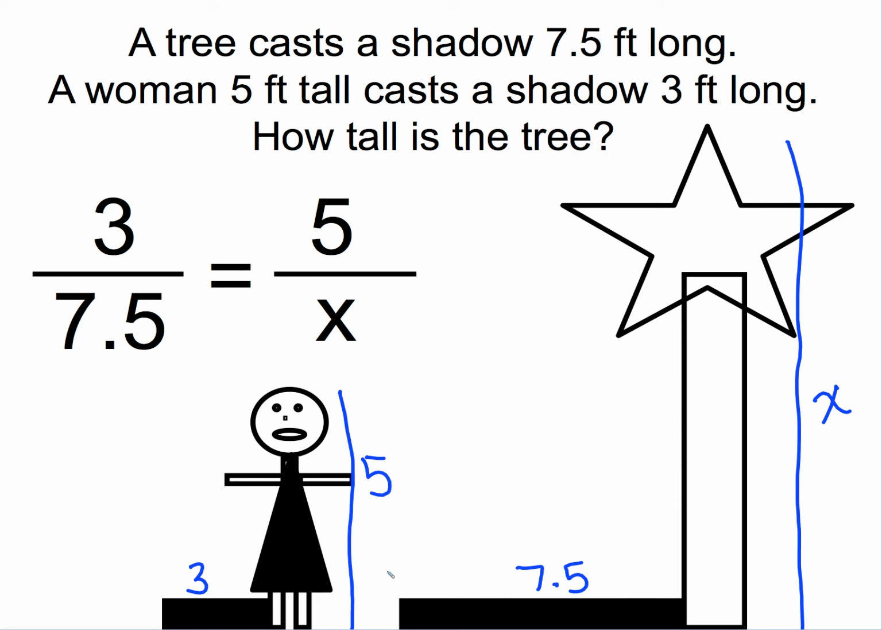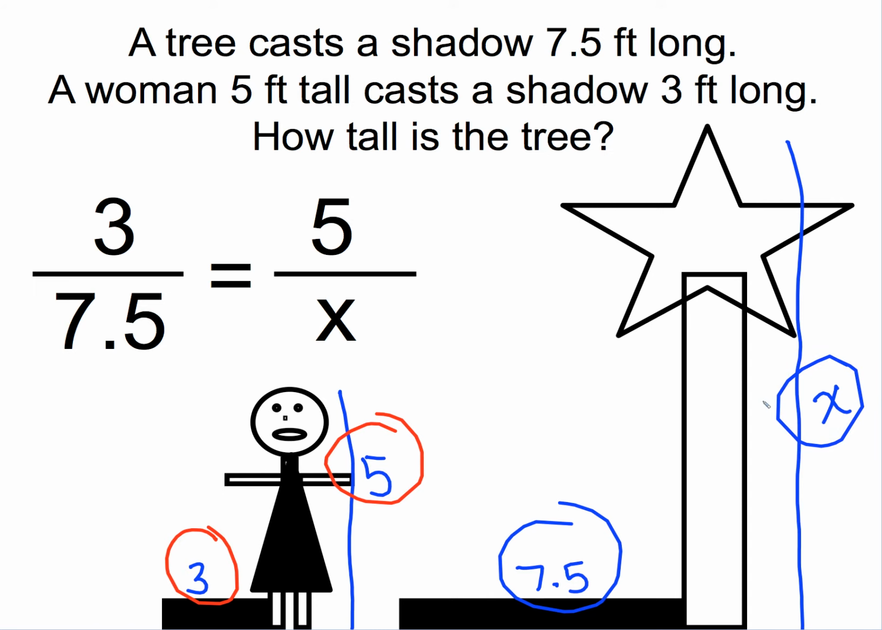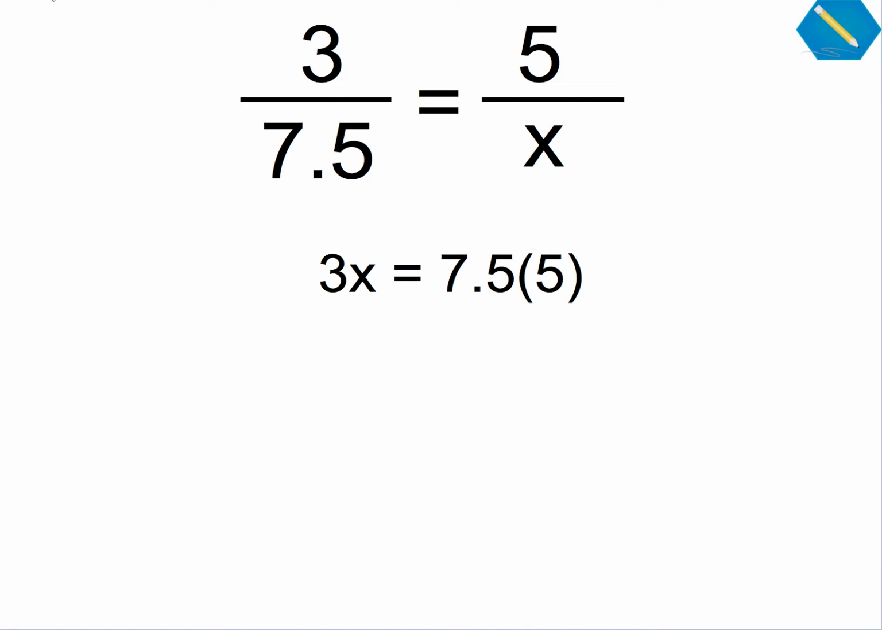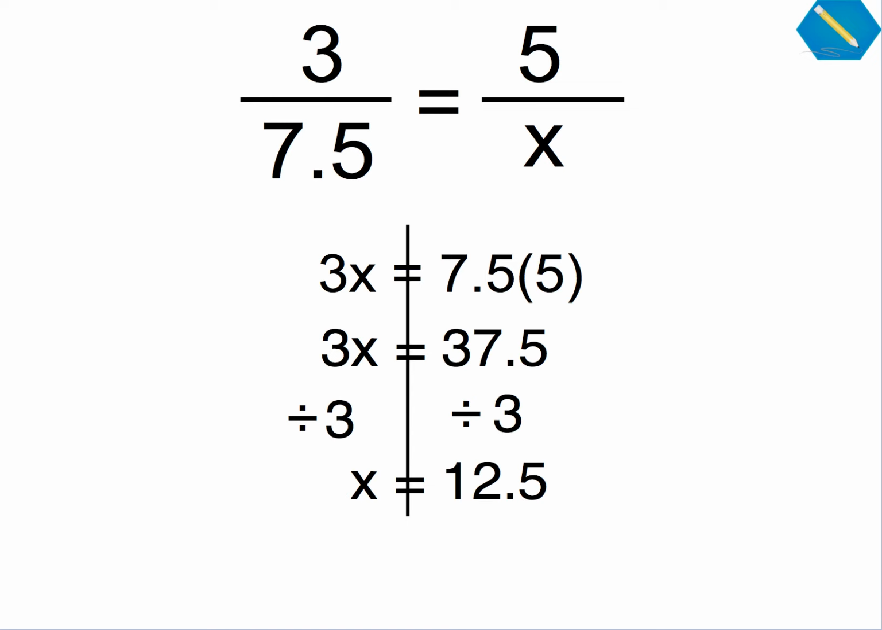So then I set up my proportion. Again, many different ways to do this, but I chose to put 3 over 7.5 is equal to 5 over x. Again, you've got to match up the appropriate sides. And now we can cross multiply 7.5 times 5 and 3 times x, which would look like this. And then just solve. Separate the two sides. 7.5 times 5 is 37.5. 3 is attached to the x with multiplication, so we'll divide by 3 on both sides, and we end up with x equals 12.5. Remember, in the problem we were talking about feet, so make sure you include your units when you're done with the problem. So the height of the tree is 12.5 feet.